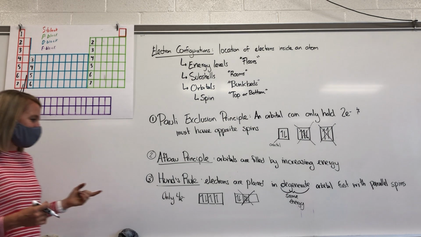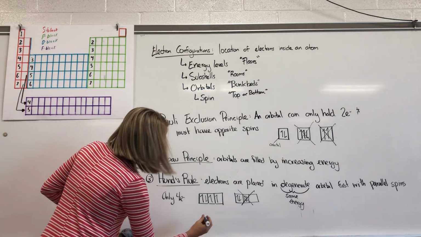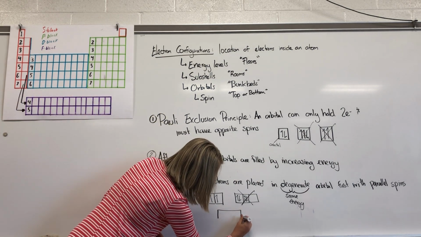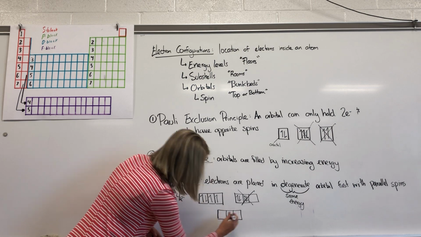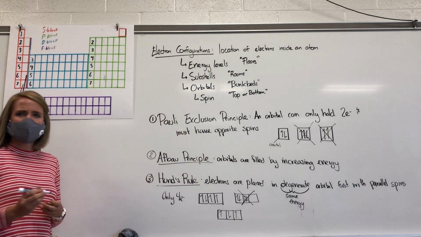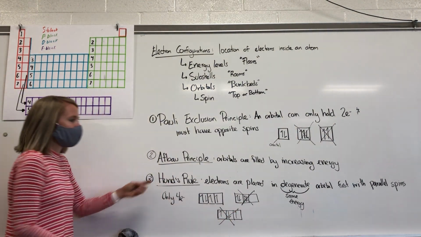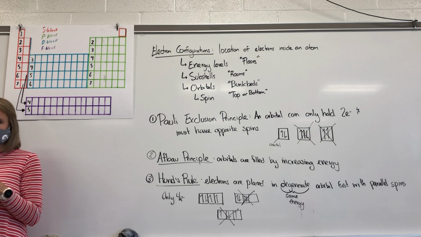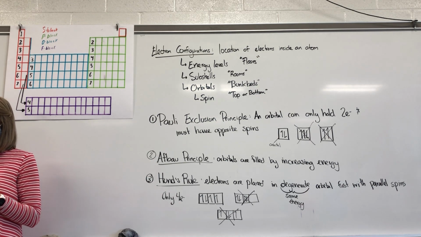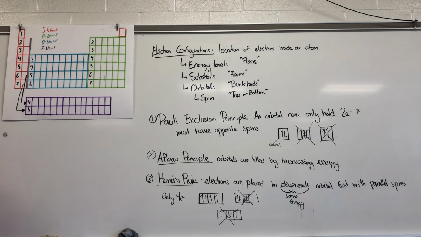As well as you wouldn't ever have, let's draw one more example here, like up, down, up, right? That wouldn't ever be a thing either because that breaks the idea of a parallel spin. Questions on what's acceptable and what's not so far in terms of our pictures that we'll see?